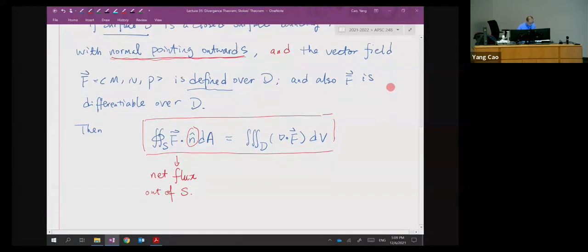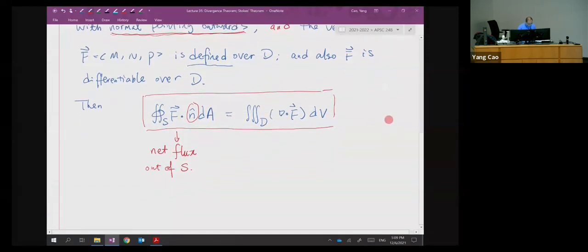So if I had to draw a diagram in here, surface S is the enclosed surface, and within that space, bounded by the surface S, is the region D. And of course you have a vector field that exists in 3D. So this side calculates the net flux out of surface S.